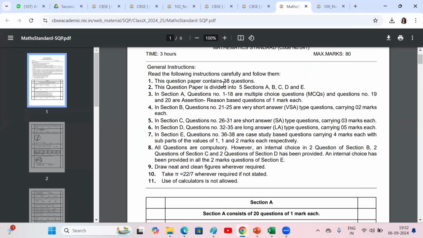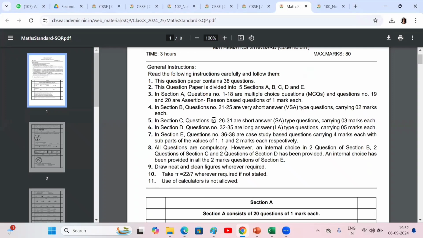It has again 38 questions. It is divided into 5 sections. Section A has 18 multiple choice questions and question number 19 and 20 are the assertion and reason based questions of 1 mark each. Section B is of very short answer questions, which is having the question number 21 to 25, 5 questions. They are of 2 marks each.